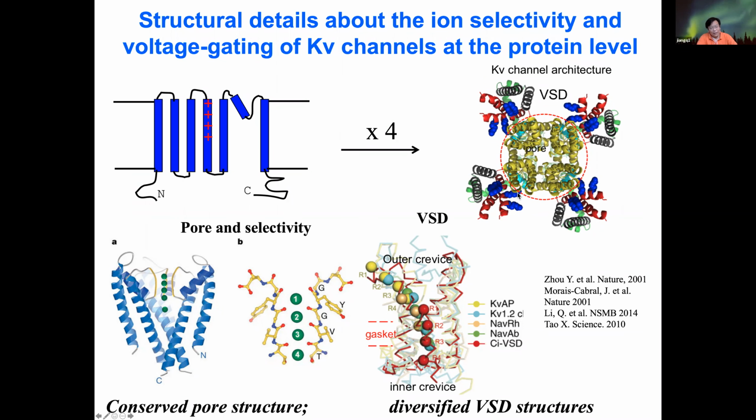And there are many structures now available. I'm not going to get into details of the structures. What I'm just going to tell you is that it has been well worked out how the pore can achieve ion selectivity, and also how the voltage sensor domains can sense the change in transmembrane potential. One thing that's still not well understood is the exact movement of the voltage sensor domain, which we are still working on. I'm going to tell you a little bit on this area as well.